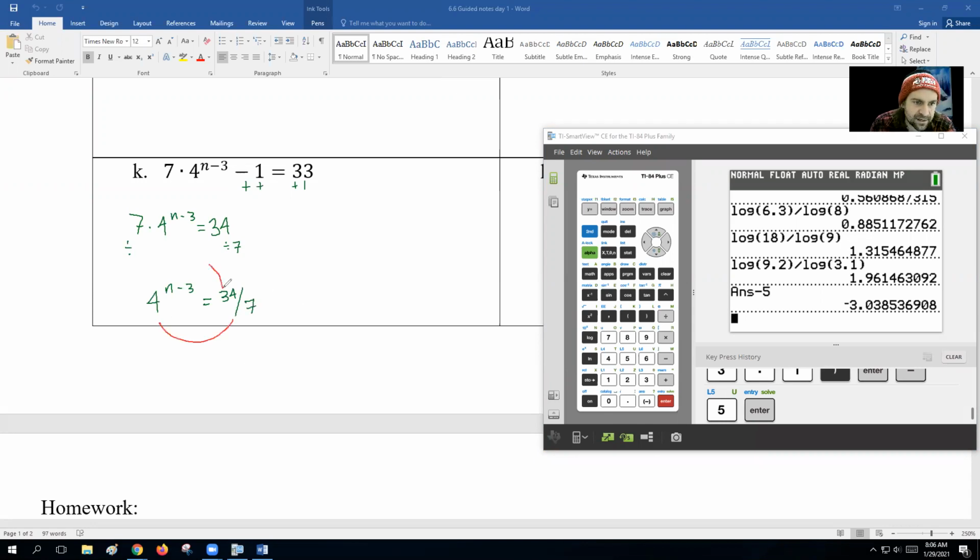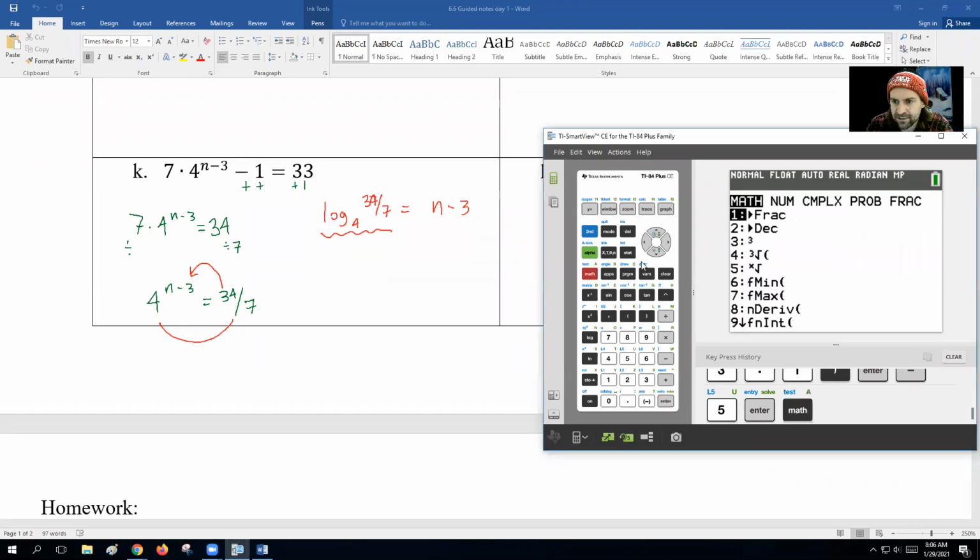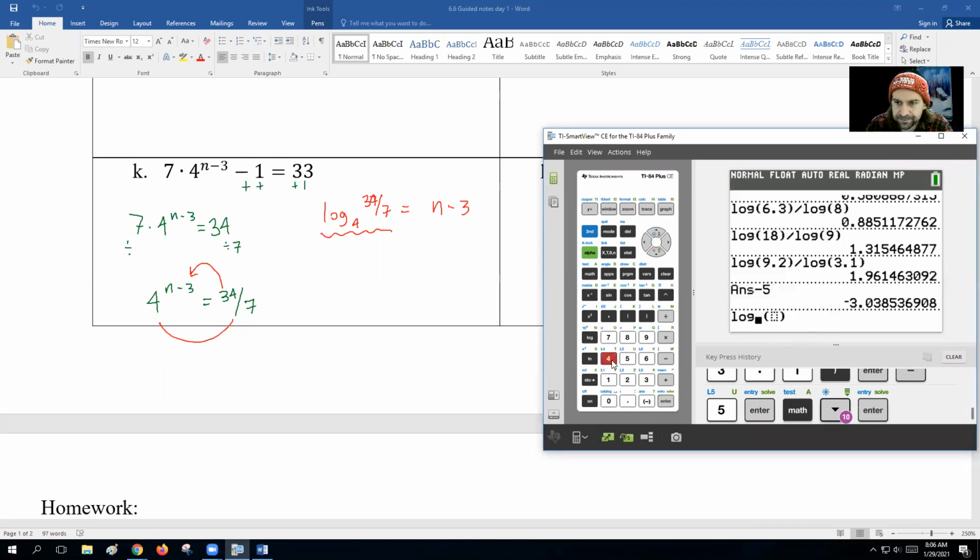All right, now that we got it isolated, we can loop and swoop to get the exponent down. And so, okay, we get log base 4 of 34 over 7 is equal to n minus 3. Let's plug that into the calculator. Now, especially with these fractions here, it might not be bad to just press math and try to scroll down until you can find the log base button and just use that. Might give you more confidence that you did it right.